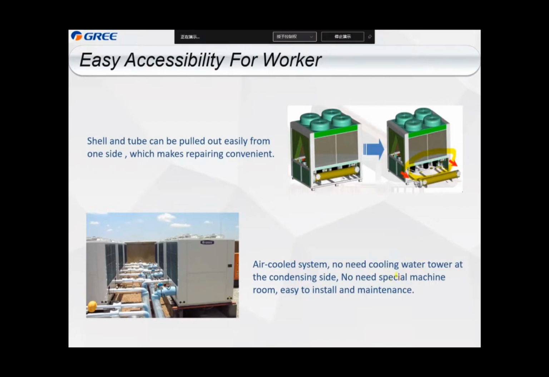And then air-cooled chiller, no need cooling tower at the condenser inside, no need a special machine room, easy to install and maintenance. Also, this is the advantage for the air-cooled modular chiller. No need cooling tower. No need machine room. Outside is okay. This is the easy accessibility for worker.